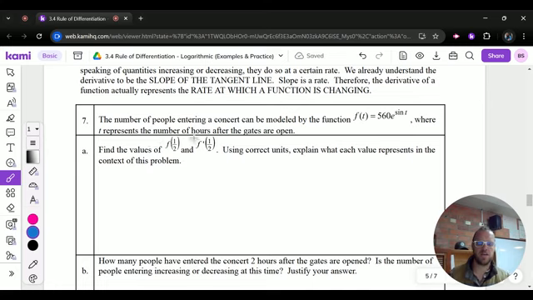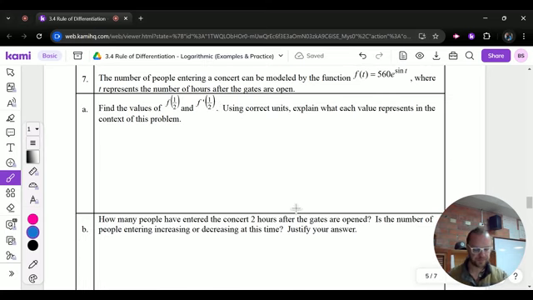So here, we've got the number of people entering a concert, which can be modeled by this function, where t represents the number of hours after we've opened the gates. Then we want to know, what is the value of f of a half and f prime of a half. Using correct units, explain what these represent. So let's start off with the non-derivative one. So f of 1/2. This just means that if we plugged in 1/2 here, well, it basically already tells us this is the number of people entering into the concert.